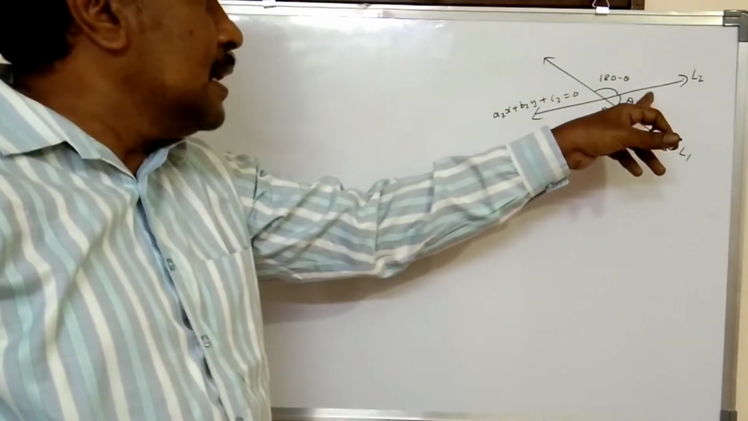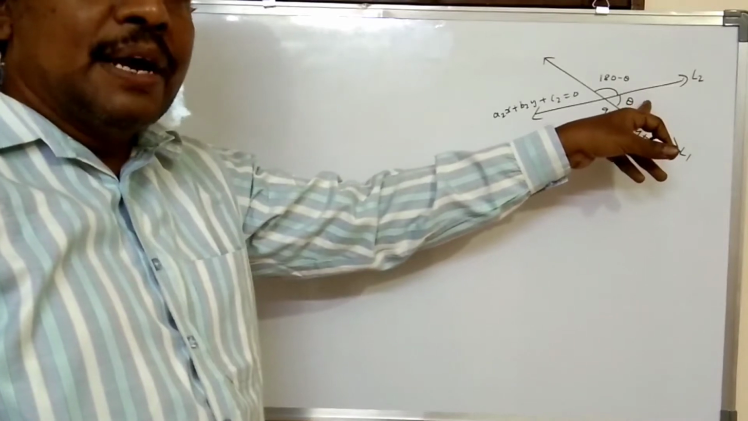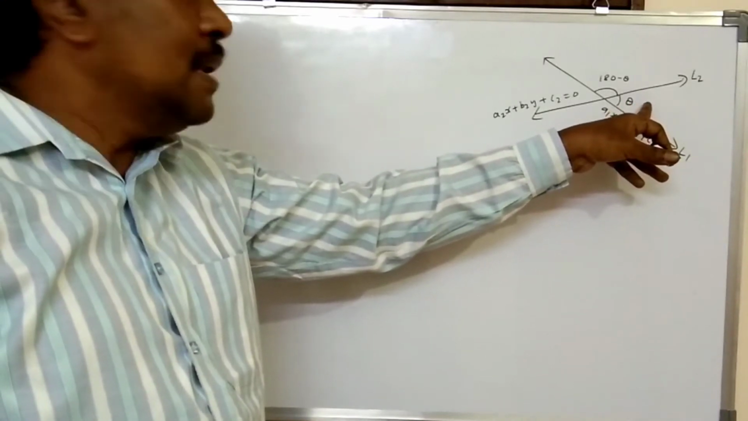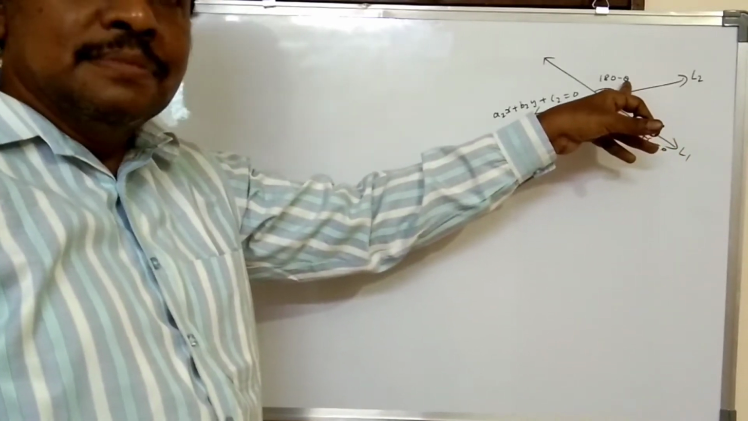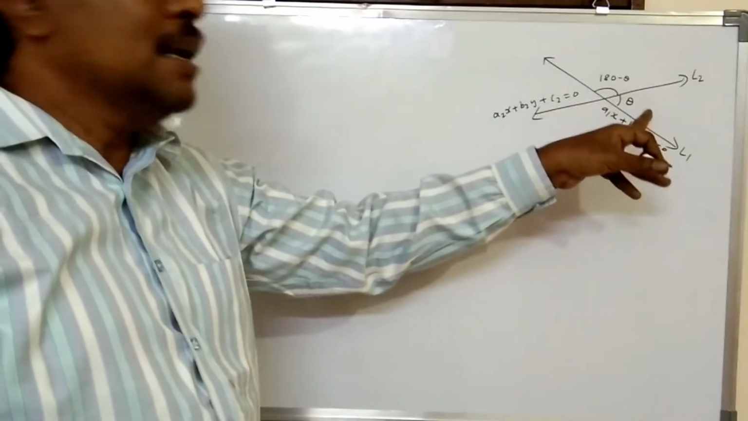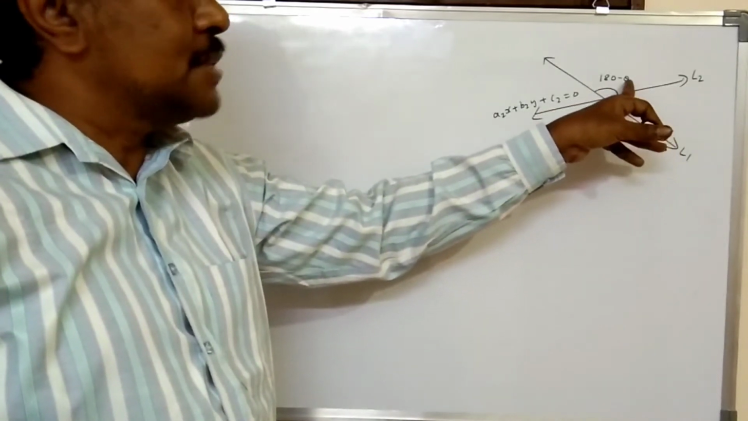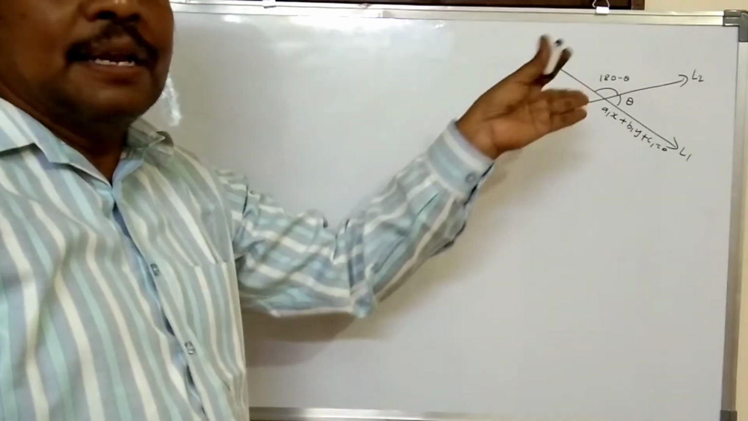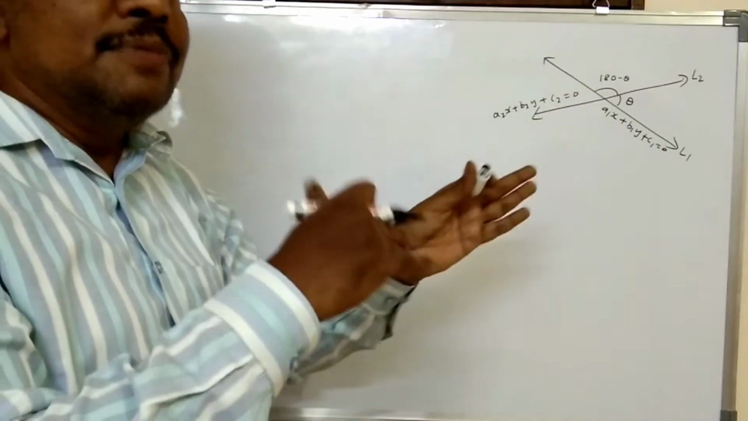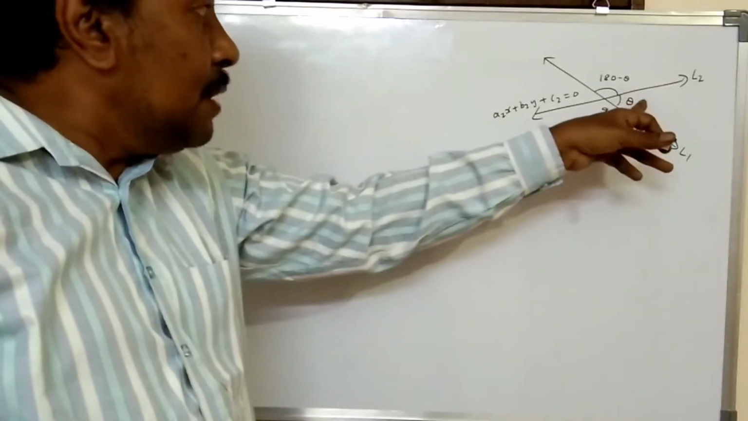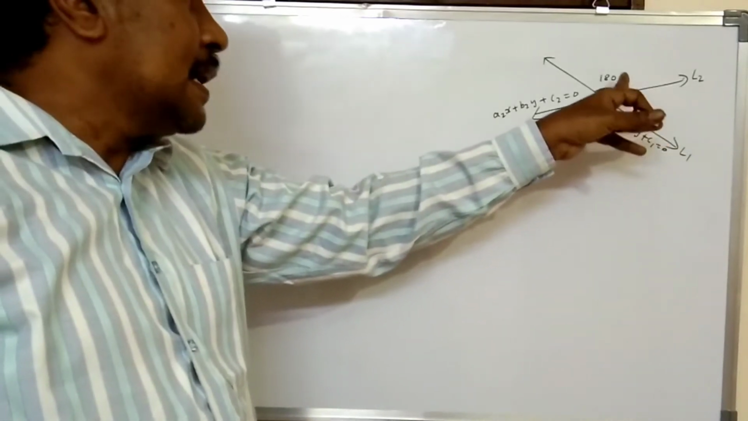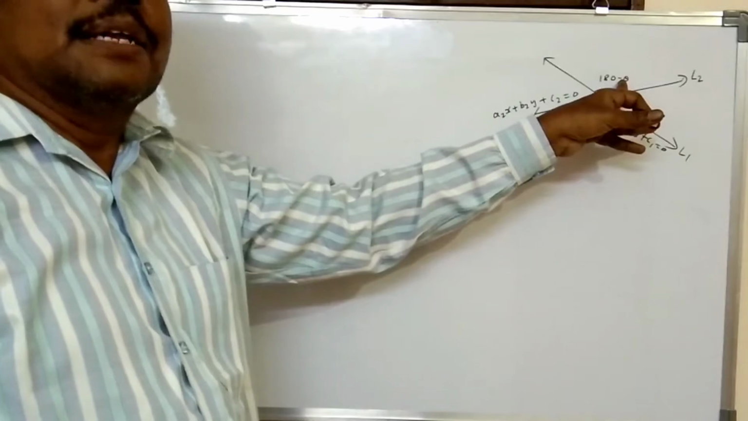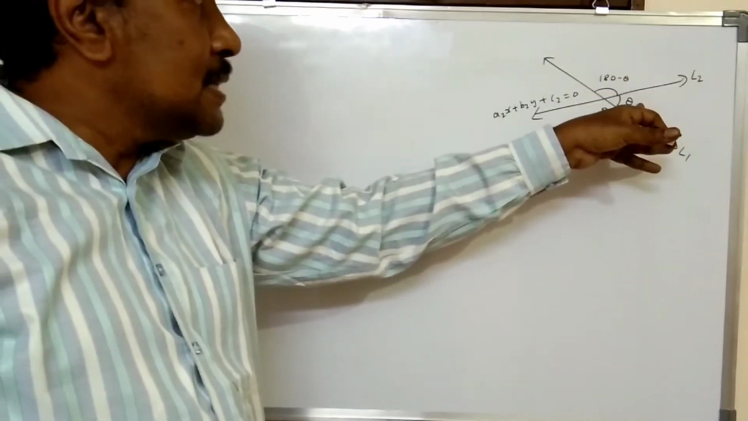We generally consider the acute angle. After finding the acute angle, we can automatically get the obtuse angle. So you get one acute angle and one obtuse angle if they are not perpendicular to each other. If they are perpendicular, both will be 90 degrees. If they are not perpendicular, then one will be an acute angle and the second angle must be an obtuse angle. So we take this angle as theta.